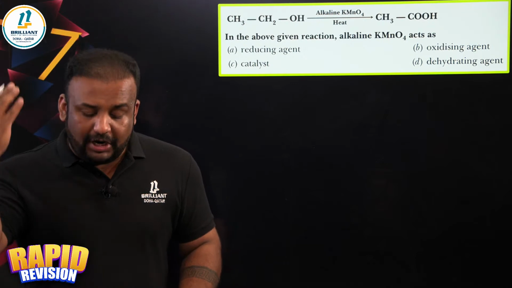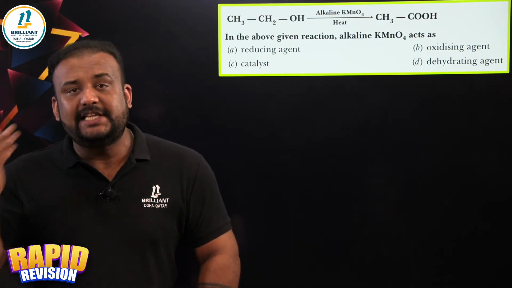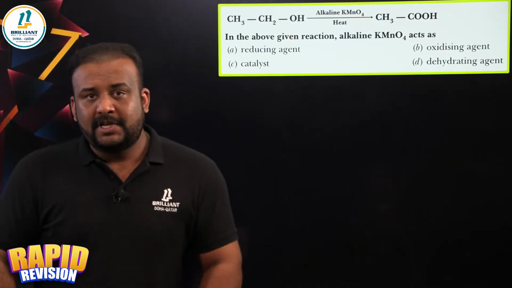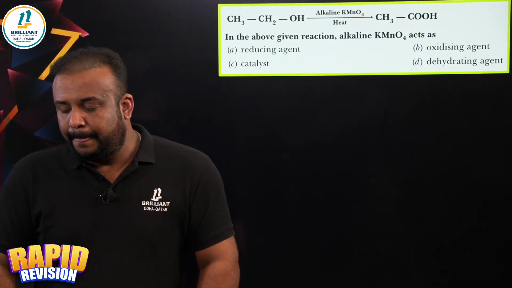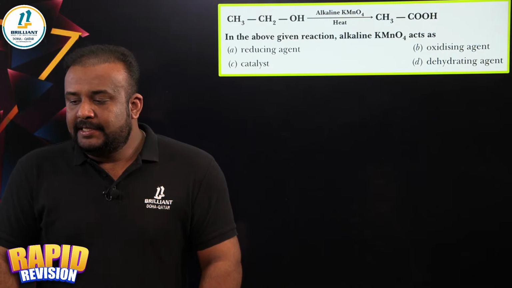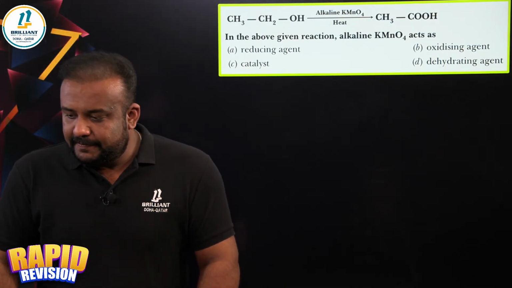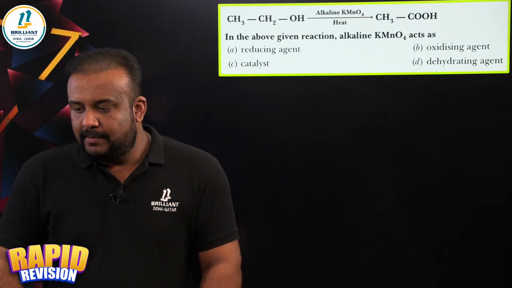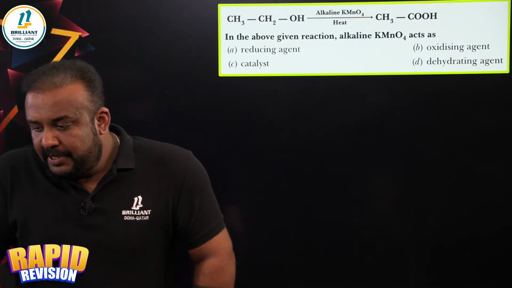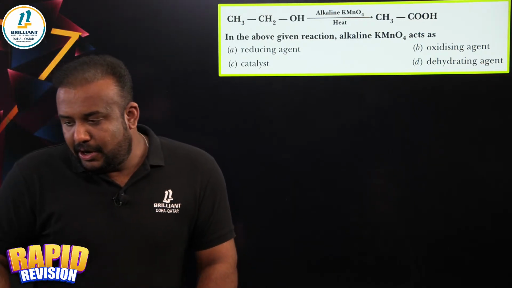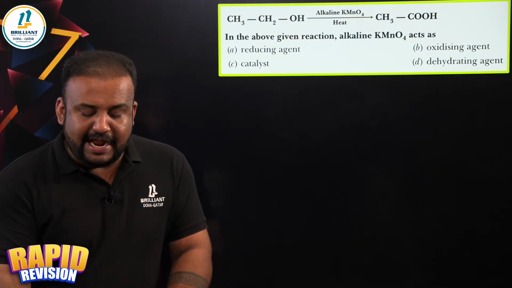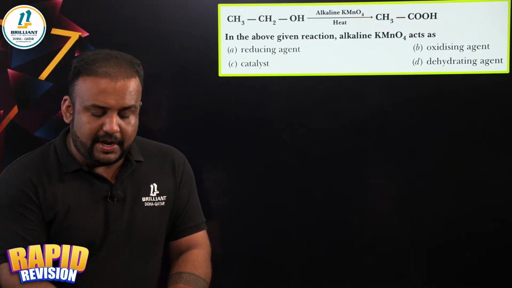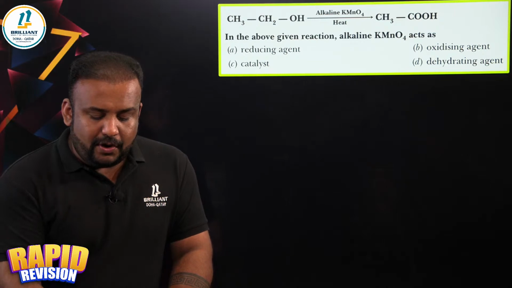Can somebody tell me what is the IUPAC name of CH3CH2OH? Come on, quick. Yes, very good. Amrita, very good. Ethanol. Ethanol is the IUPAC name of CH3CH2OH. And what is CH3COOH? Quick. What is CH3COOH?